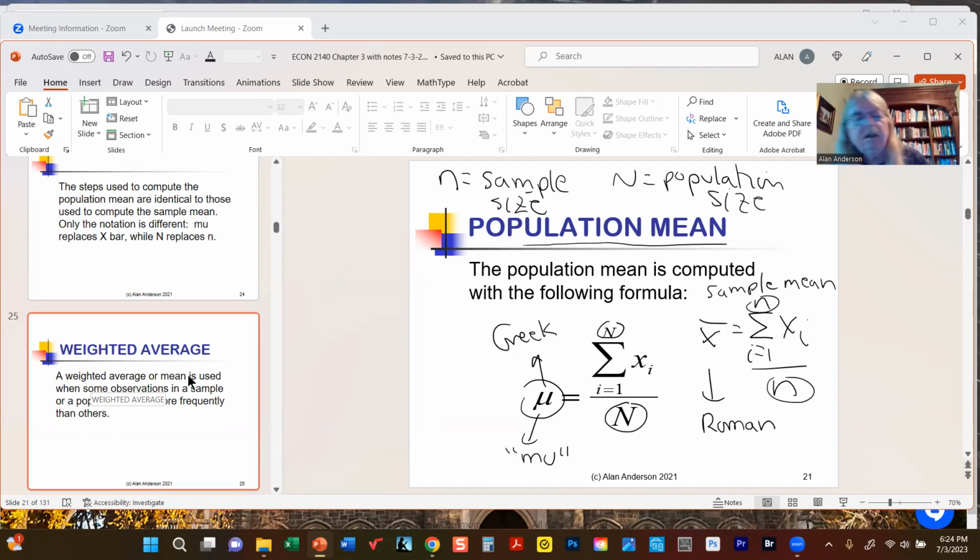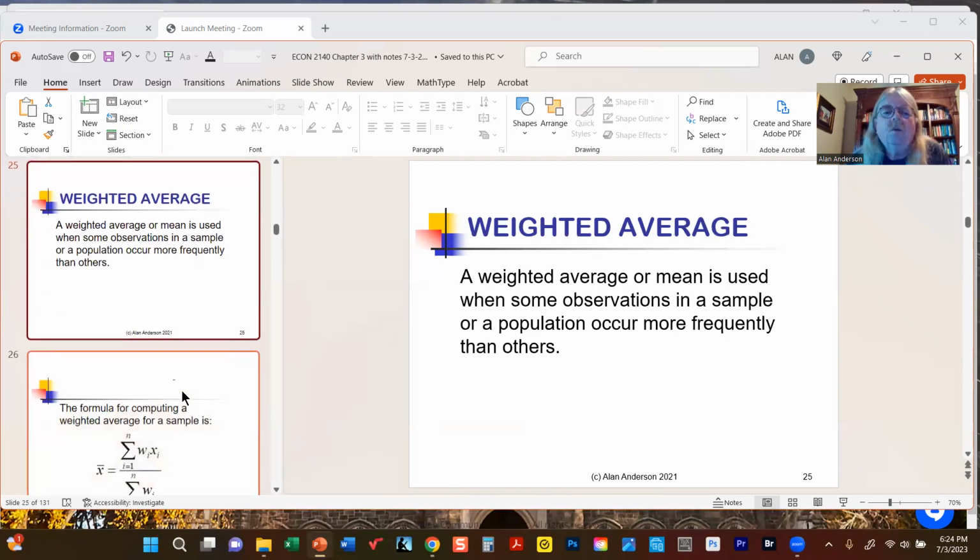So when we have a lot of repeated values, it's usually easier to use the following approach to calculate a mean. And it's called a weighted average. It's perfectly suited for cases where there's many repeated observations in a sample or a population. The idea here is that you're trying to capture the impact of some observations compared to others. Anyway, so the formula for this is going to be a little different. Let's start by looking at the weighted average for sample.